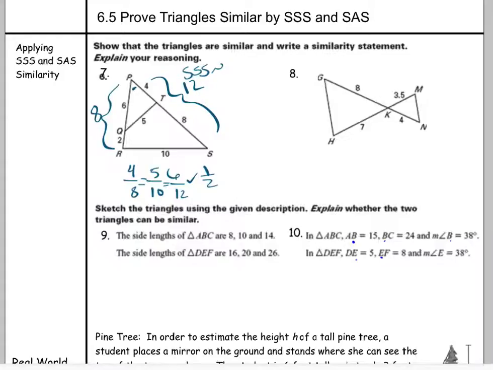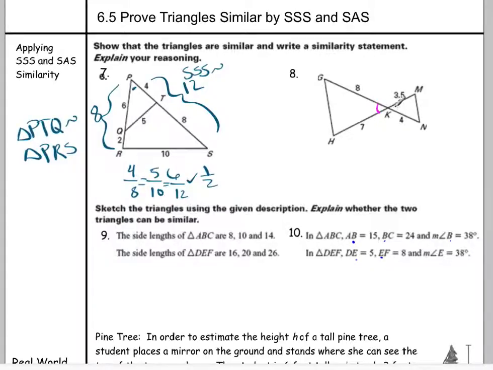That's my reasoning, but I also need a similarity statement. So if I'm going to name them, got to be careful and name them in the right order. If I said P, T, Q for the small one, similar to, they overlap at P, so P matches in each of them. P to T is the short side, so I need to go across the short side for the big triangle, which would be P to R, and then to S. So that would be the similarity statement. The reasoning would be side, side, side. I've got my work for showing my reasons there.